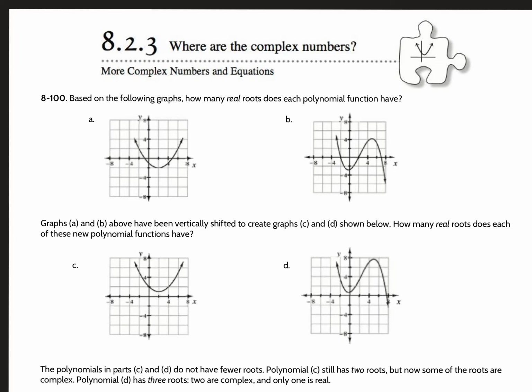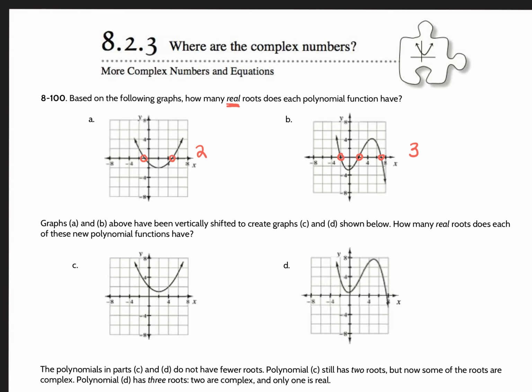Okay, let's go ahead and finish 8.2.3. Some real quick questions here based on the graphs you're seeing. How many real roots do you see? So how many times does it cross the x-axis? That's really what it's asking. And I see 1, I see 2 real roots here. And then I see 1, 2, 3 real roots here.